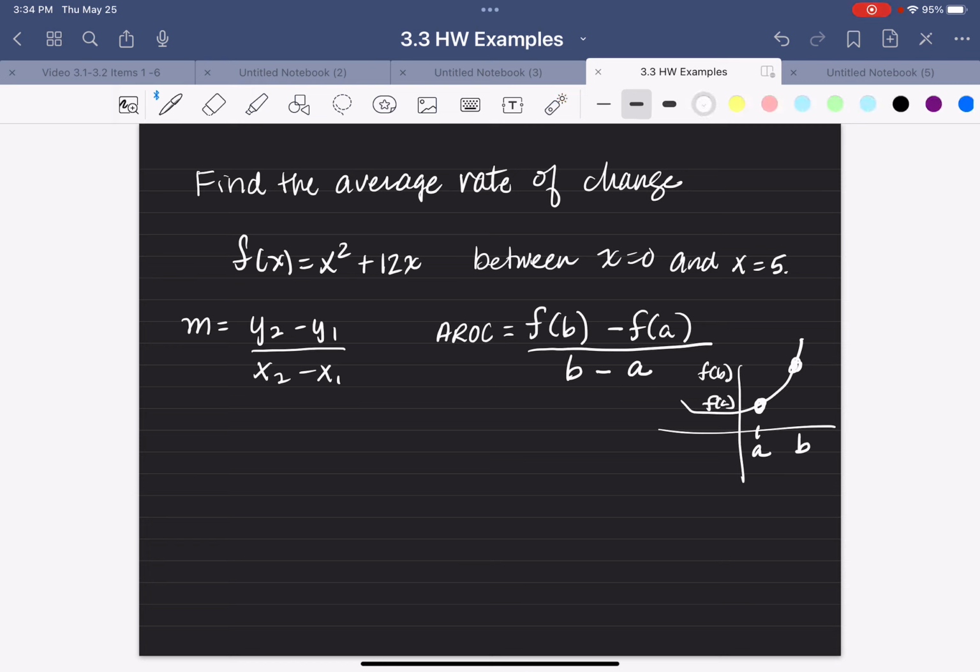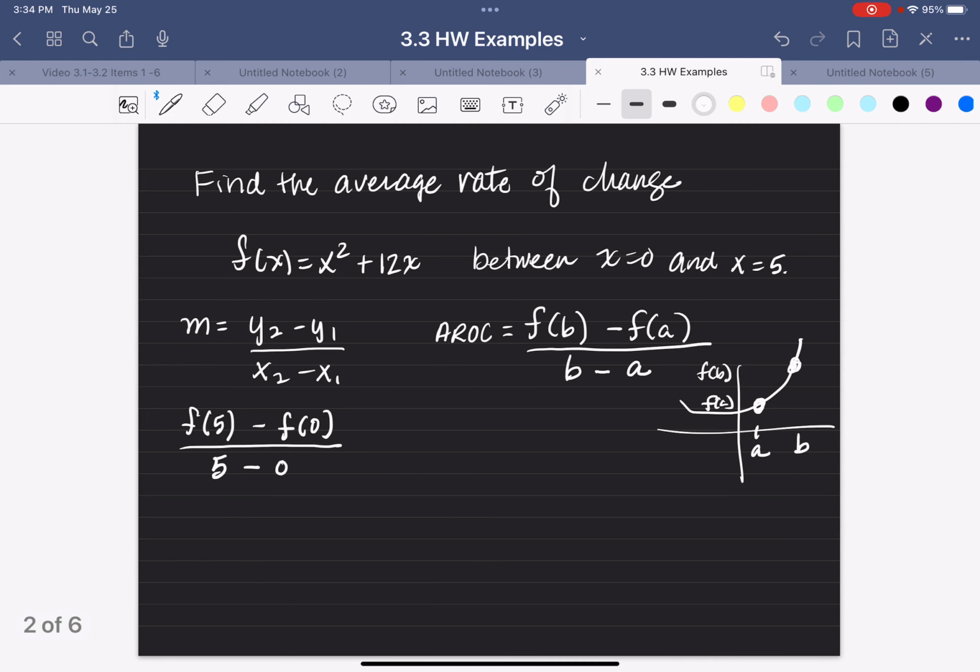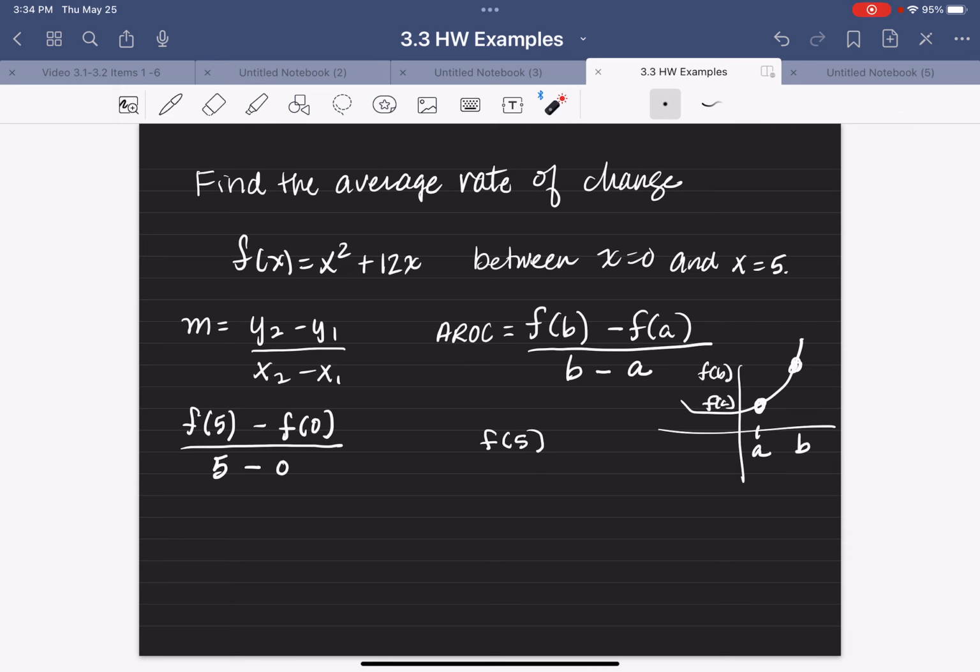So the first thing I have to do is find f of B, so that's f of 5, minus f of 0 divided by 5 minus 0. So f of 5 means what you get when you put a 5 into the original function. So that's 5 squared plus 12 times 5. That's 25 plus 60, so that's going to be 85. So f of 5 is 85.